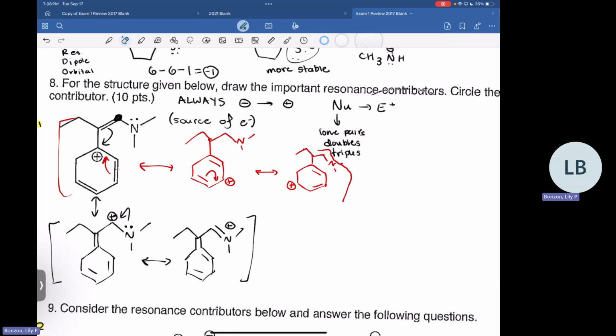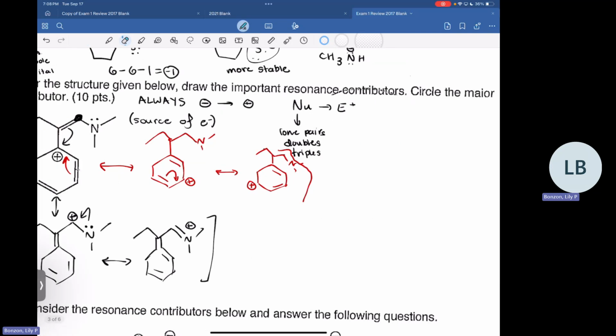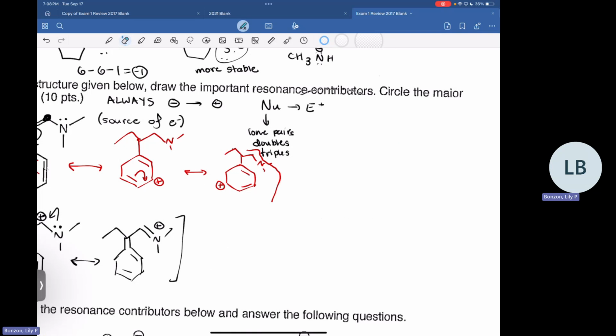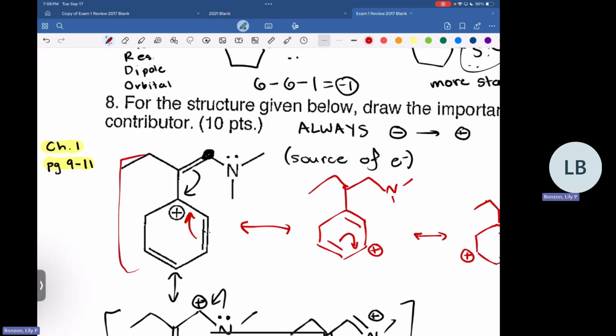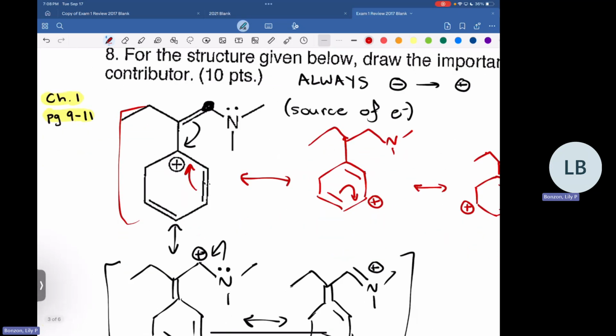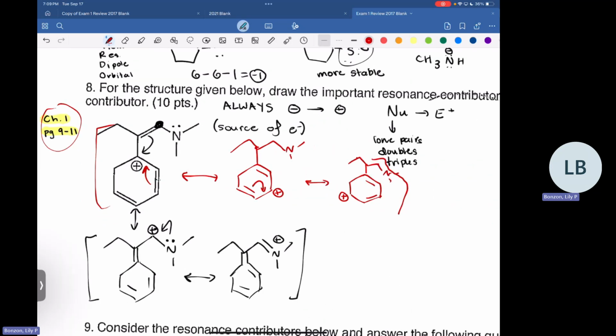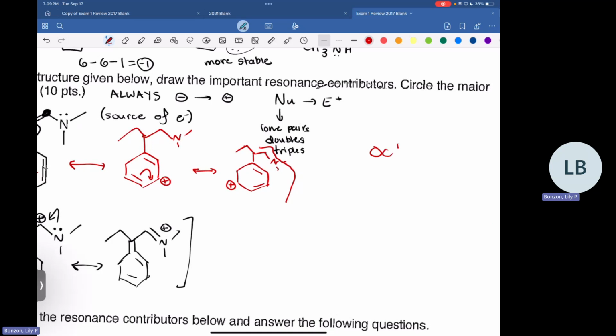So once we've drawn all these structures, she's going to ask you to draw the important resonance contributor. The rules for resonance structure importance are here, so you can go back and review that. But the number one priority to look at is going to be the octet rule. And so what that means is ideally we want all atoms to have their octet.